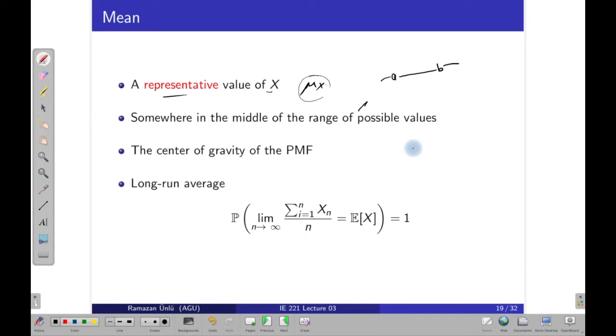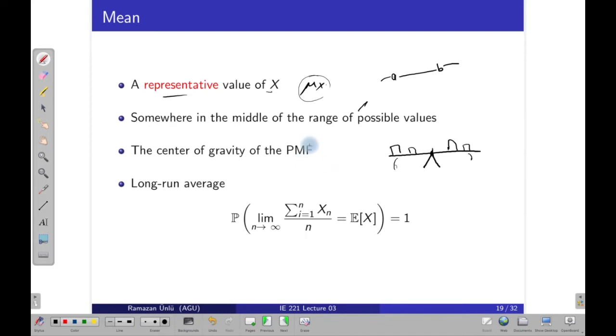And this expected value can be the center of gravity of the PMF. Let me give you an example from a physical system. Let's say I have something like this, and this is the balance point. When I put some weights like here, remember from your high school lectures, if I put these weights in the correct places, they will not go down on either side, right? So this is the center point, and the expected value can be thought of like that. It's a center point, a balance point of the PMF.